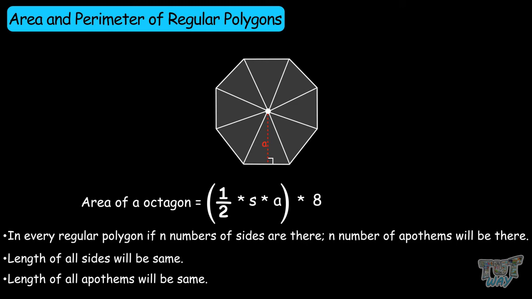So this is the formula of finding the area of any regular polygon. Now let's learn how to find the area of a general quadrilateral.